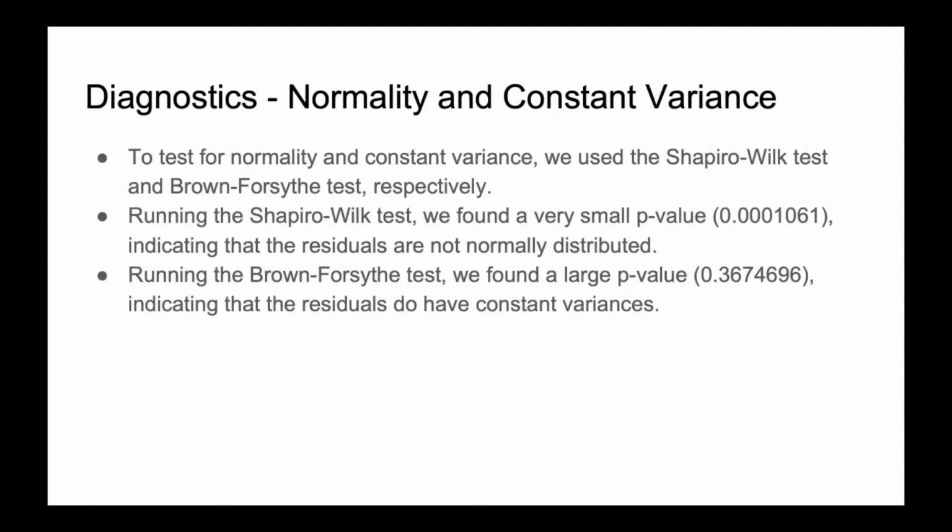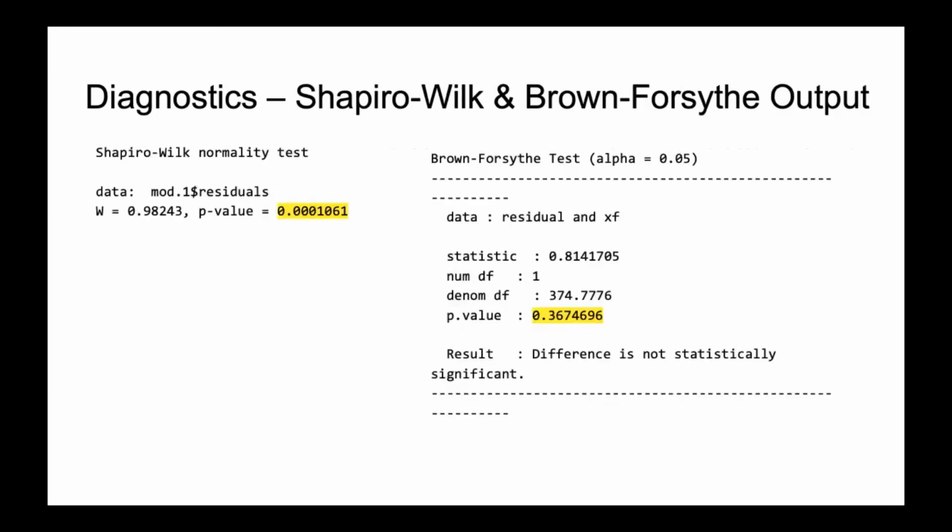To test for normality and constant variance, we used the Shapiro-Wilk and Brown-Forsythe tests, respectively. Running the Shapiro-Wilk test, we found a very small p-value, indicating that the residual errors were not normally distributed. Running the Brown-Forsythe test, we found a large p-value, indicating that the residuals do have a constant variance. These results can be seen once again in the output from the two tests.